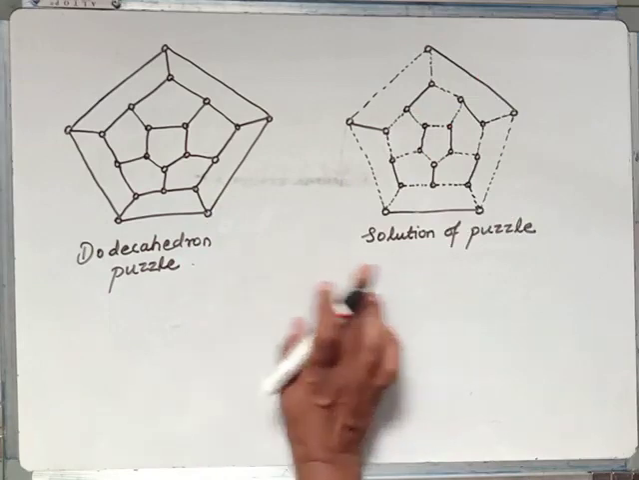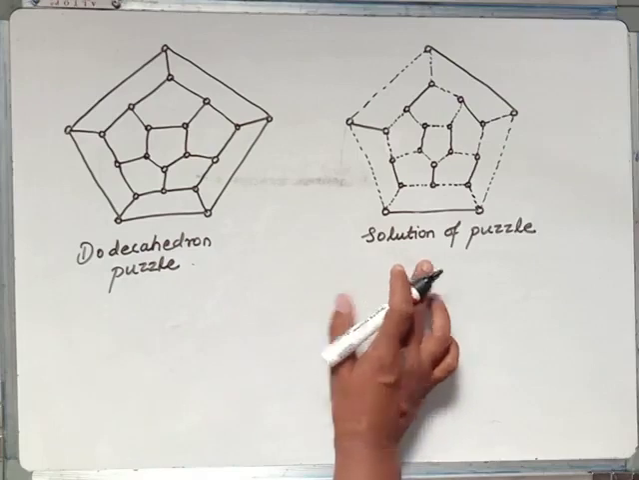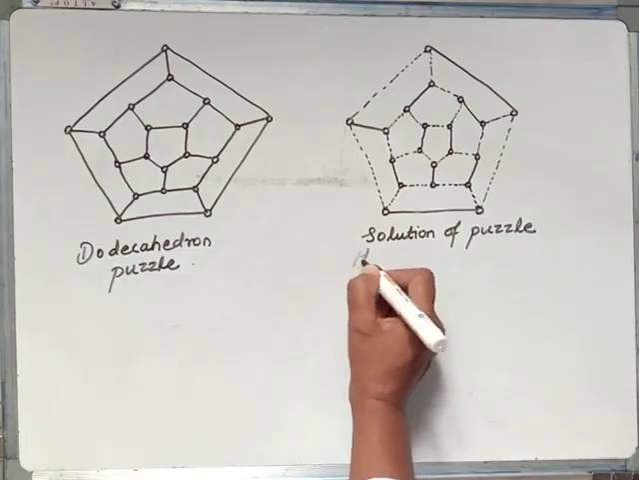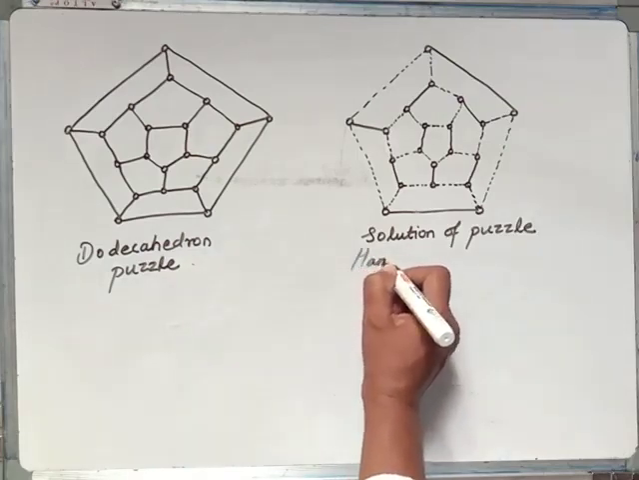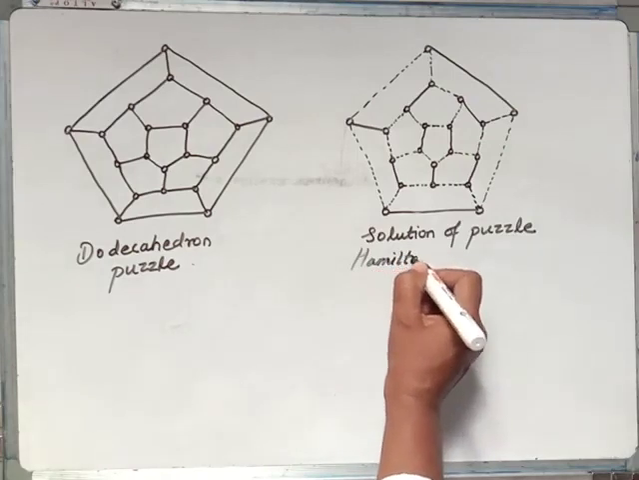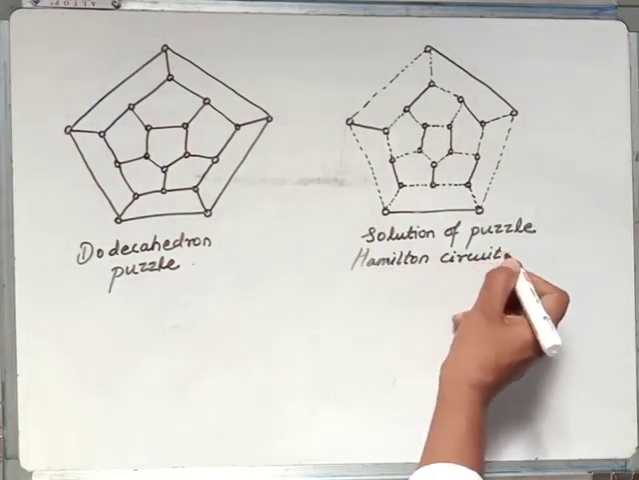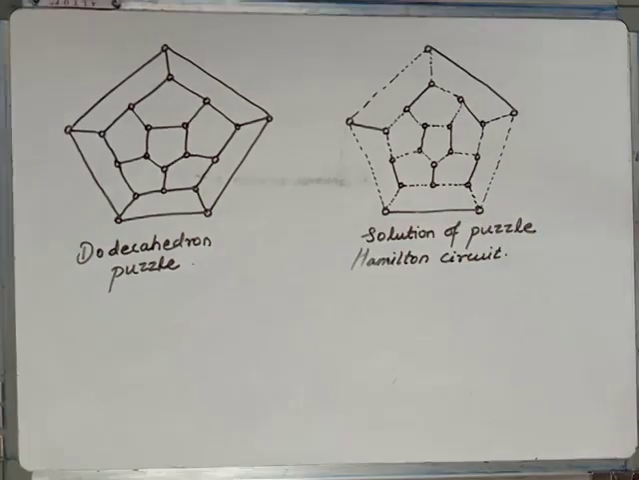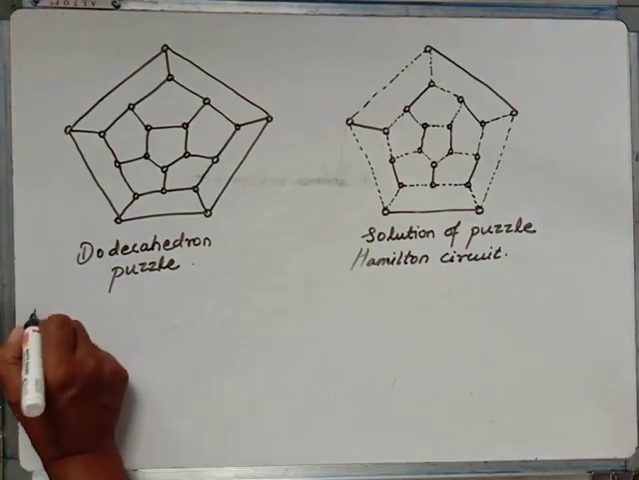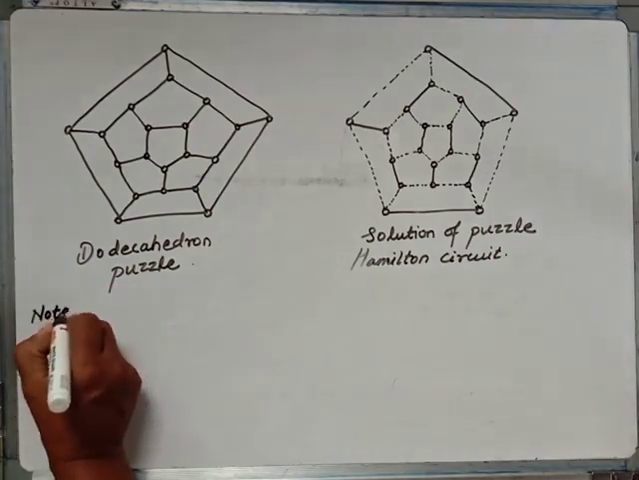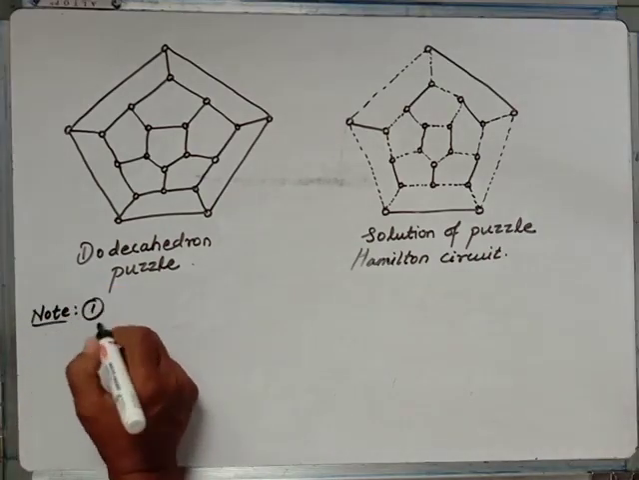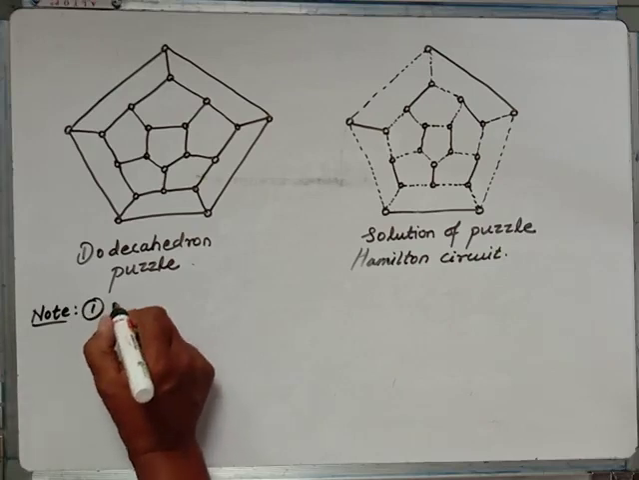That is the dodecahedron puzzle, and the solution of it was given by Hamilton. That's why it is known as a Hamilton circuit. It will be a Hamilton circuit. Okay. Now let's write a few notes about the Hamilton path and Hamilton circuit.